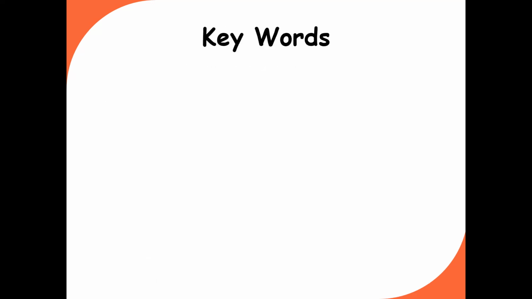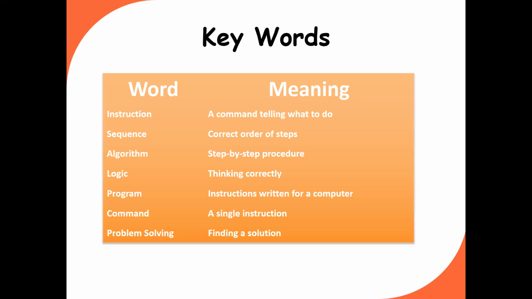The keywords we have for today include instructions. Instruction means a command telling the computer what to do. A sequence is the order; the correct order must be followed to achieve a certain activity on our computer. Algorithm is a step-by-step way of solving problems. Logic is thinking correctly. Program is instructions written for a computer. Command is a single instruction. Problem solving means finding a solution to a problem.